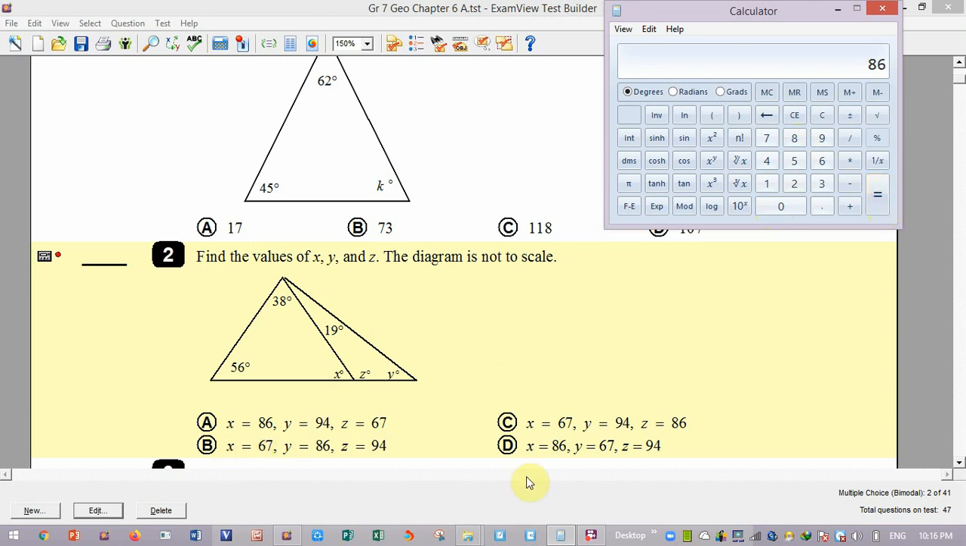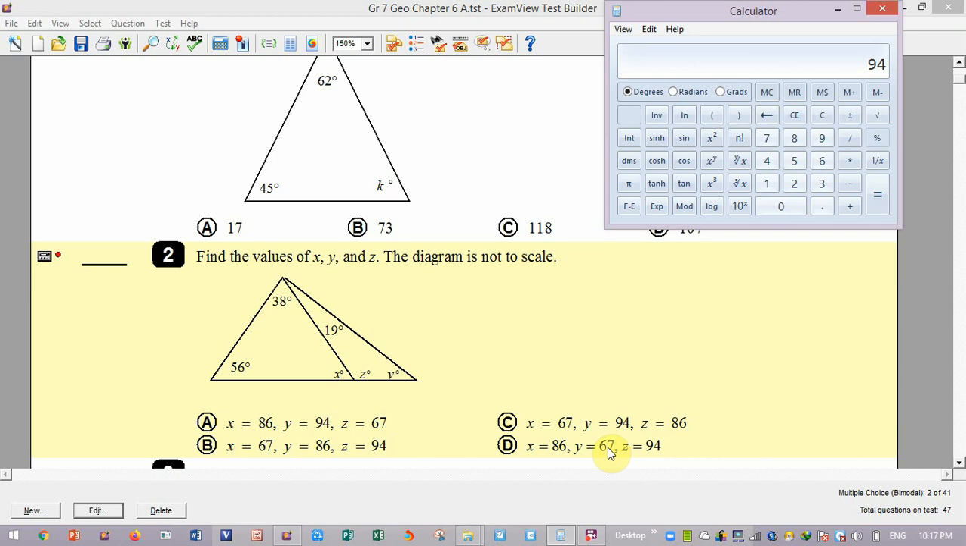Then letter B is wrong, letter C is wrong. Maybe letter A or D, both of them 86. Now, what's the angle Z? This is a straight angle. Angle Z, exterior angle, equals the sum of the other two angles, which are 38 and 56, or 180 minus the value of X, 86. Then Z equals 180 minus 86, which is the angle X. Then Z equals 94. Letter D. Z is 94 and X is 86.